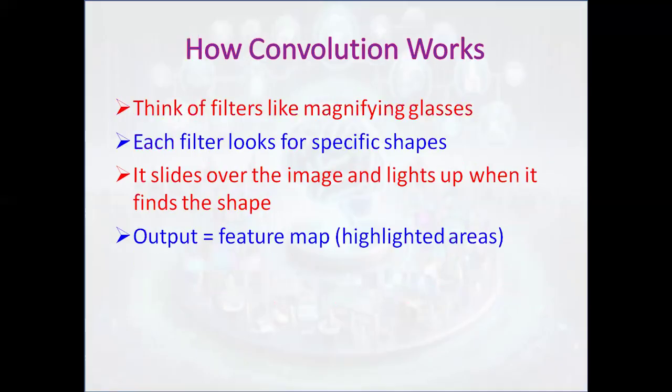Next, how a convolution layer works. Think of filters as magnifying glasses that scan over an image to find particular shapes or patterns. Each filter is designed to look for something specific, like a corner or edge, and it activates when it detects that pattern. As the filter slides across the image, it lights up when it finds a match, helping the network identify important features. The final output of this process is a feature map, which highlights the areas where the pattern was found, guiding the network's focus.